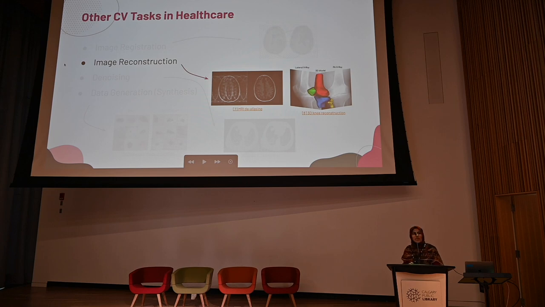Next is image reconstruction, which, as its name shows, means obtaining high quality images, having a more constructive and useful image for the human observer. So there are two forms of image reconstruction, one 2D and one 3D. As a 2D example, you can see removing aliasing from an MRI brain. And for the 3D one, I put the 3D reconstruction of a knee from X-ray images.